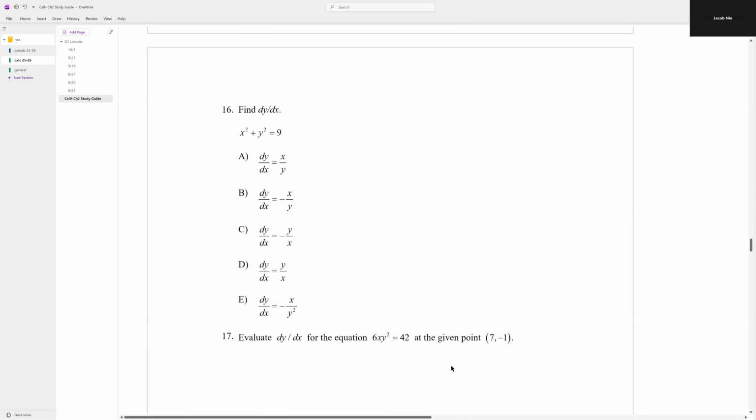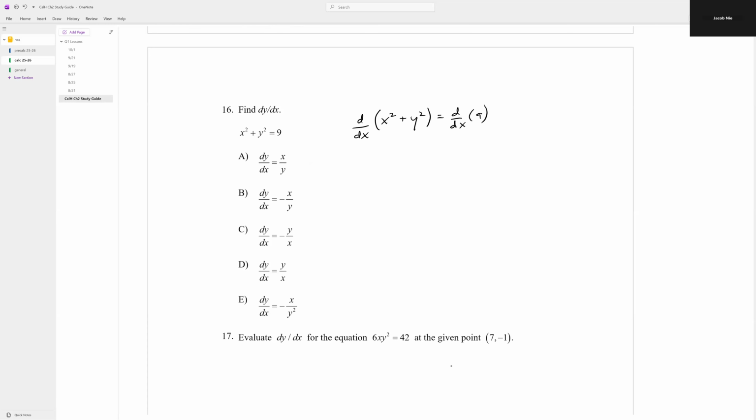Question 16. So this calls for implicit differentiation because I'm looking for the derivative of y, but I'm given an equation that doesn't have y isolated. So what I'm going to do is my usual steps for implicit differentiation. I'm going to take this equation and differentiate both sides with respect to x. Okay? And when I take the derivative, I need to remember that y is not just a variable here. Well, it is a variable, but in particular, it's a function of x.